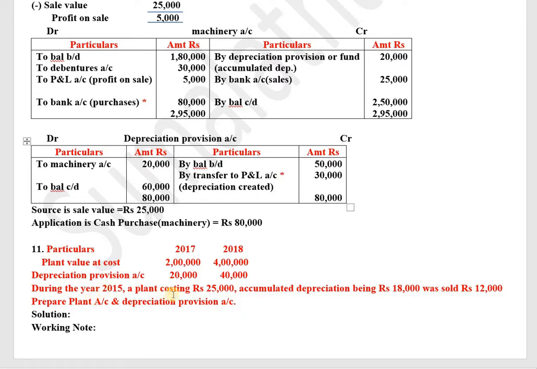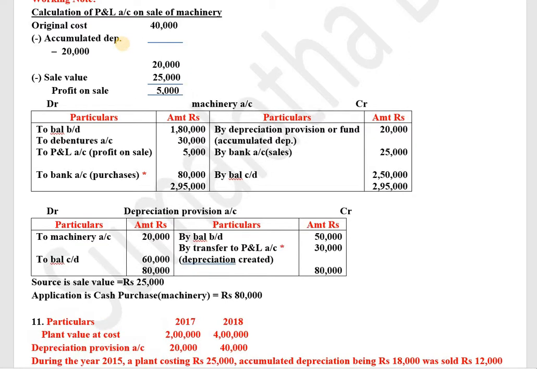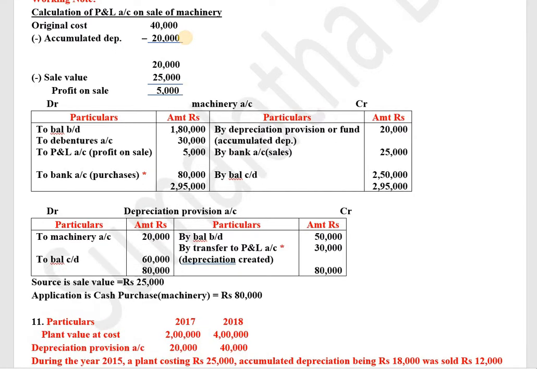So here, first they have given the plant costing value. The original cost is 25,000, and accumulated depreciation is 18,000. So 25,000 minus 18,000, the written down value is 7,000. See here, this is how we have done; this we consider as the written down value, WDV. I think you people are aware of it.